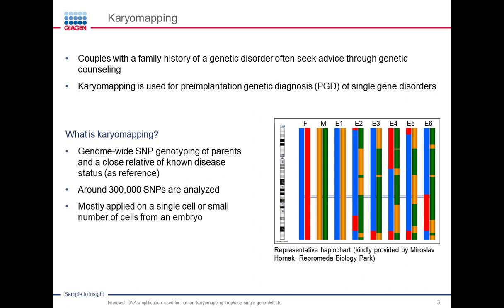This representative haplochart is showing you the father, mother, and several embryos, and you can see the makeup of the genetic material in the different embryos, and you can see that we can have allelic representation from either one or more of the father's and mother's chromosomes.